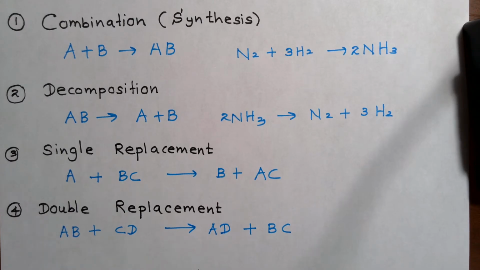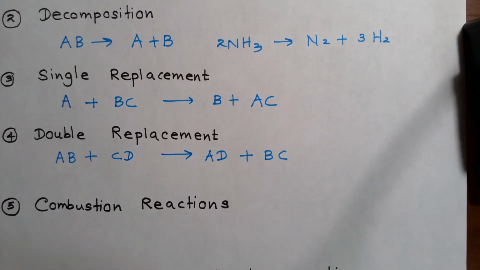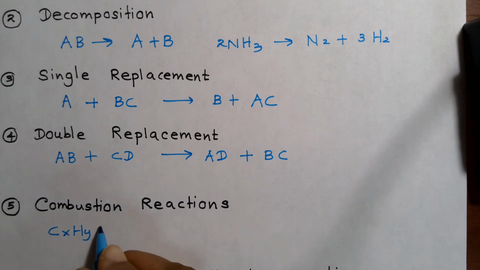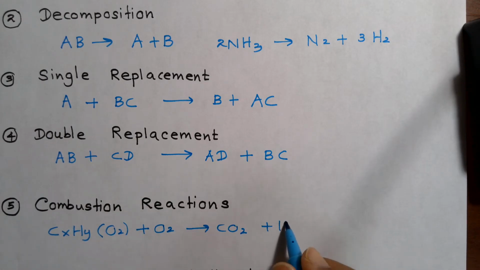Next one, combustion reaction. Combustion reactions involve CxHy type molecules, which we call hydrocarbons: C3H8, propane, butane, pentane. They all are hydrocarbons, carbon and hydrogen containing compounds, and sometimes there are oxygens too. When these hydrocarbons react with oxygen to generate carbon dioxide gas and water vapor, CO2 and H2O, we call these types of reactions combustion reactions.